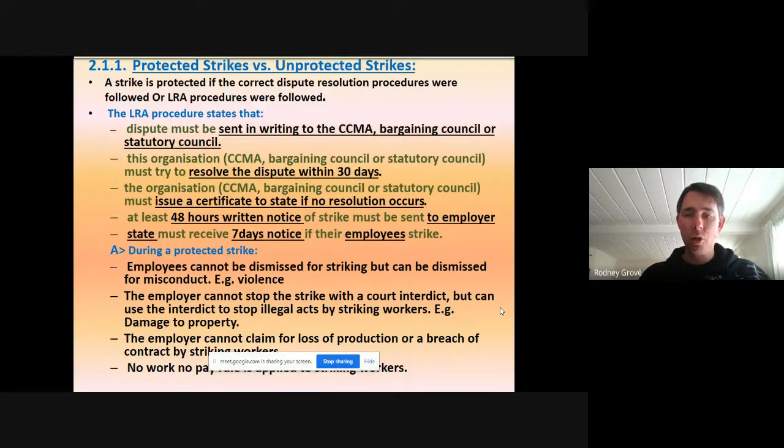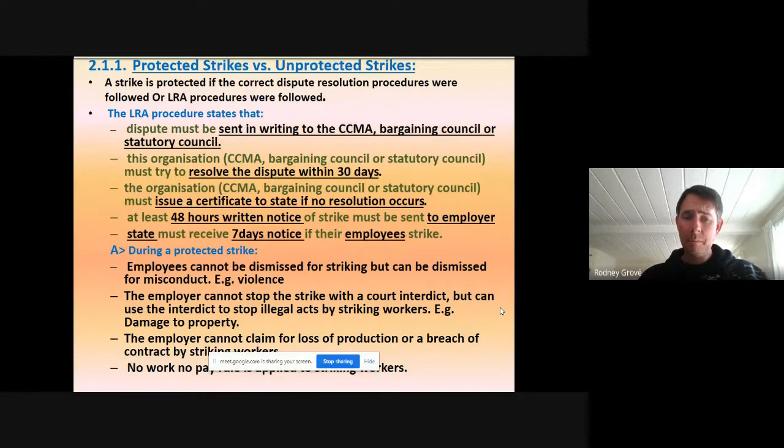So you've got to make sure that you don't dismiss staff if they are participating in a protected strike. But even if the strike is protected and staff now cause damage to property, they disrupt business, then you can apply for a court interdict and you can have those staff members dismissed, obviously pending a disciplinary hearing and all the other procedures that need to take place. But you can then dismiss the staff member for violence or damage to property.